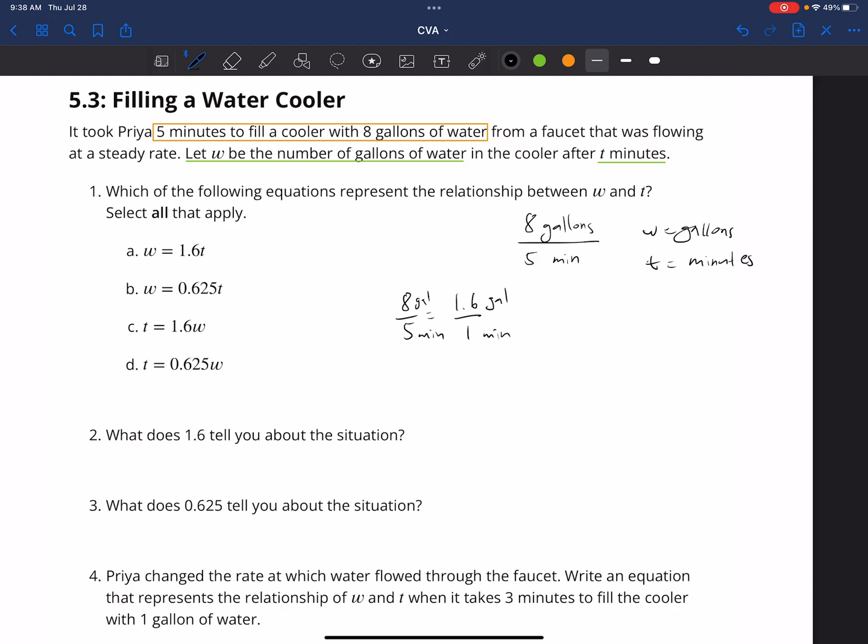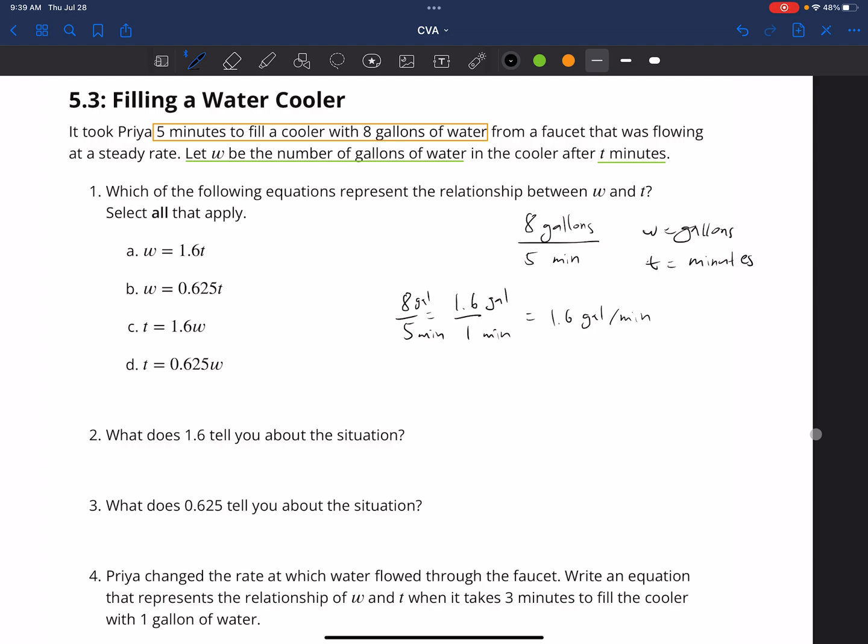Or you could say it like this: 1.6 gallons per minute. So every minute, the cooler is being filled up by 1.6 gallons from the faucet. So what makes sense is this, right?